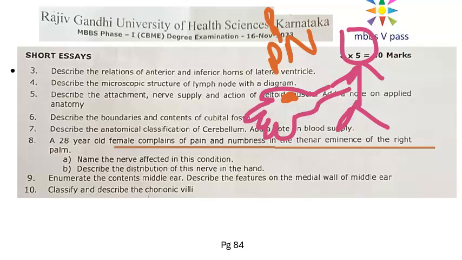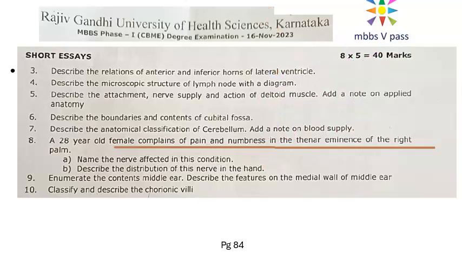What are they asking? Which nerve is affected? What is the distribution of this nerve in the hand? Okay, so there are no other symptoms that they have explained. So specifically, if the thenar eminence is affected, that means the supply to only the thenar muscles seems to be affected. Okay, let's look at this.